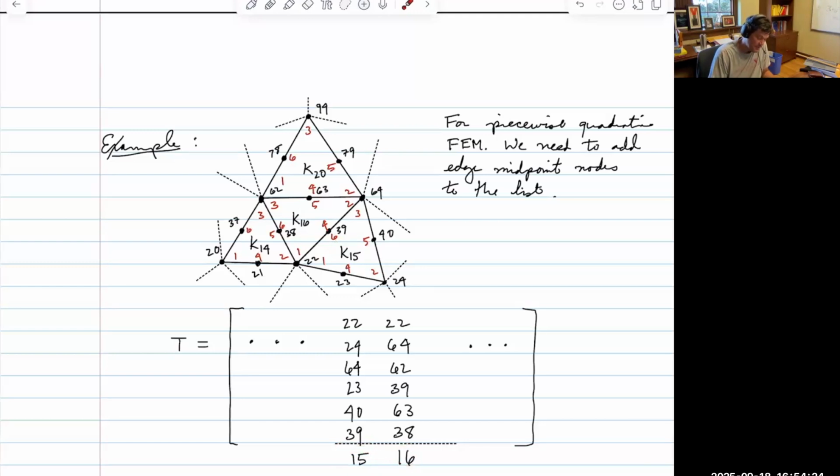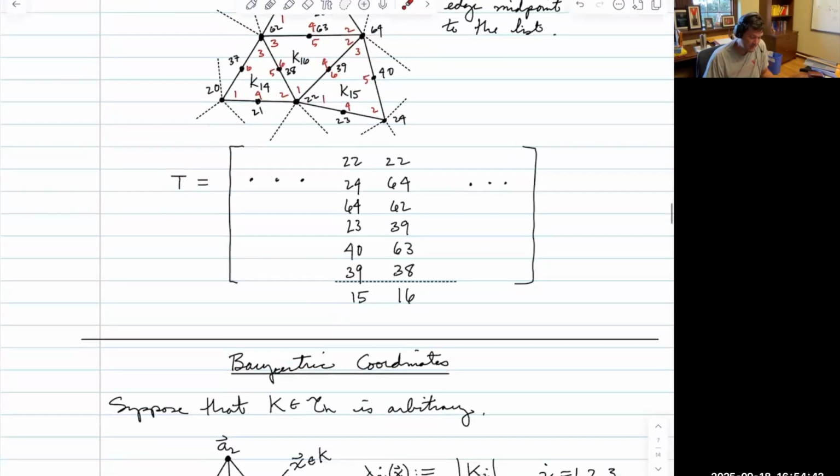16, of course, is similar. It should be, let's see, 22, 64, 62, 39, 63, 38, which is that column there exactly. So this is how we do the same thing for the piecewise quadratic case.